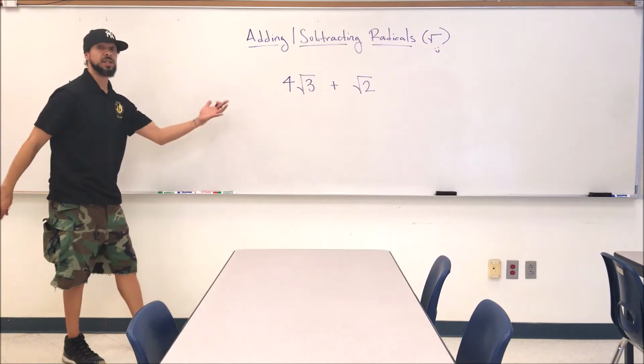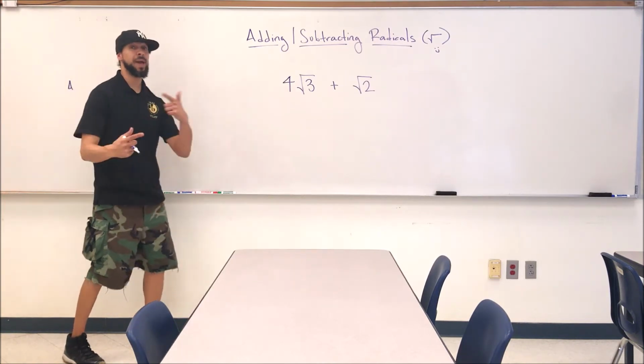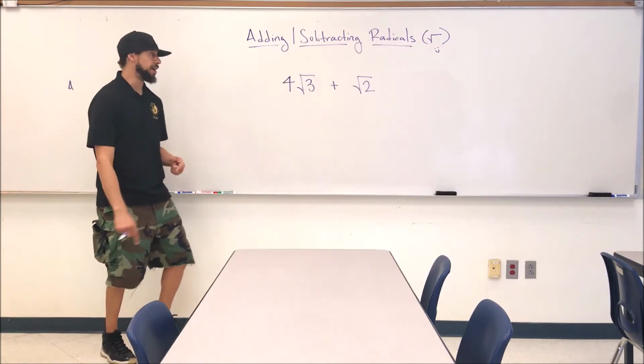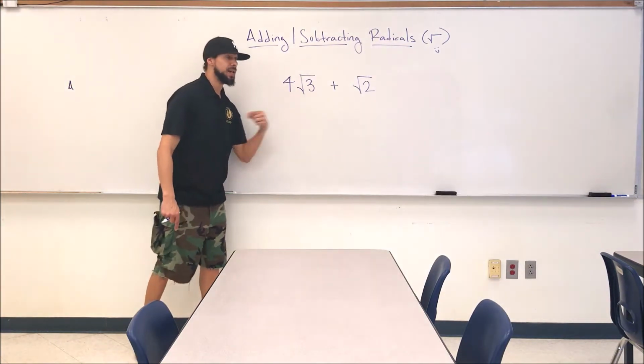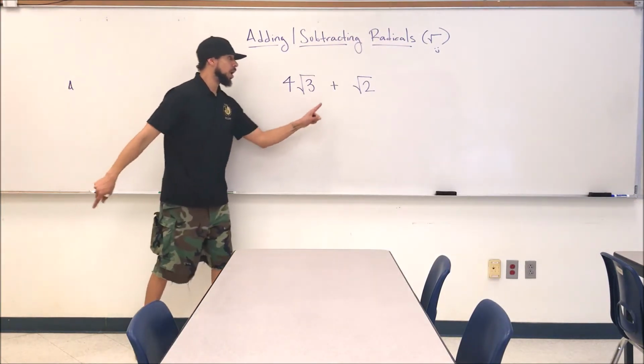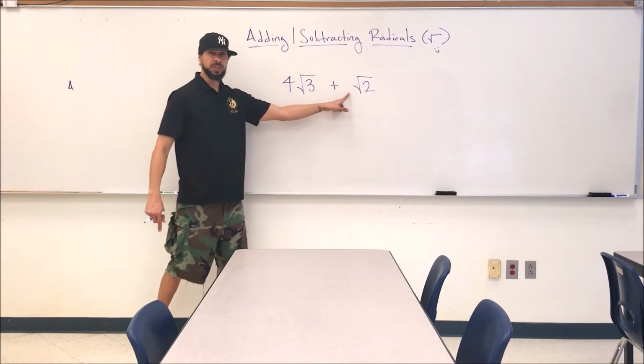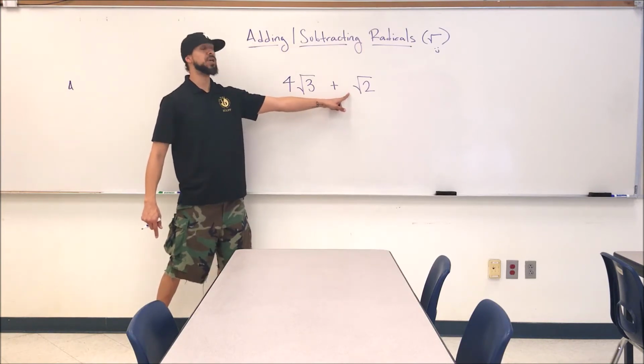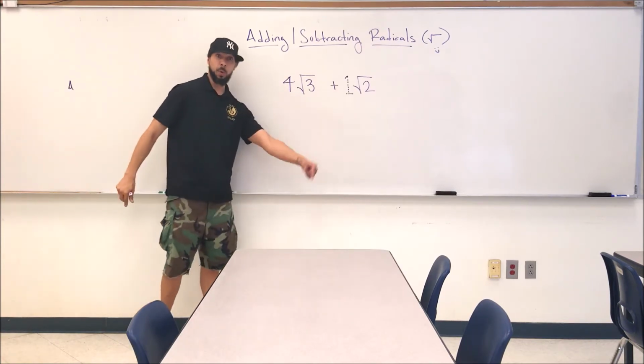Okay. This is a different situation. Now let's inspect the square roots here. Let's read what we got here. I got 4 square root of 3s, and I'm trying to add to that. How many square root of 2s is this? What's that little coefficient? What's the number? What number do you think is in front of here? Exactly right. That invisible 1.